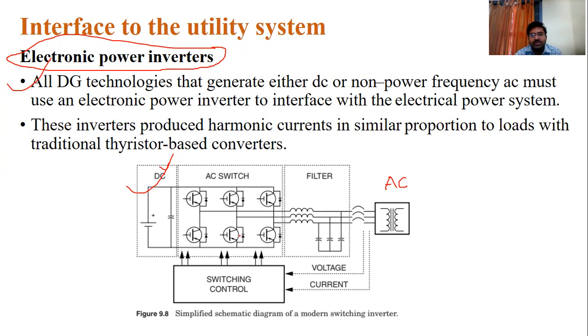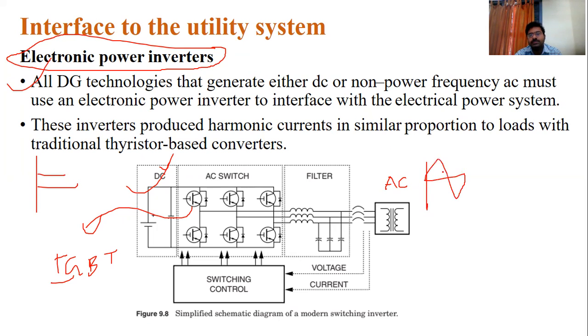We are using electronic switches called IGBTs. In this diagram, these are the IGBTs. They are electronic switches that can simply turn on and off and convert the DC lines to AC. So this DC to AC conversion is done by switching these devices on and off, and this on and off switching will generate harmonics.